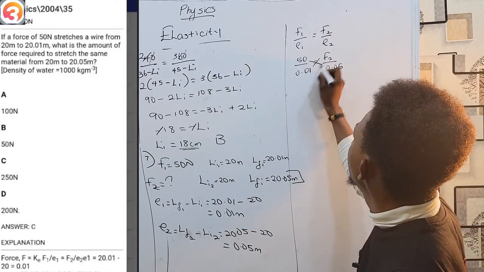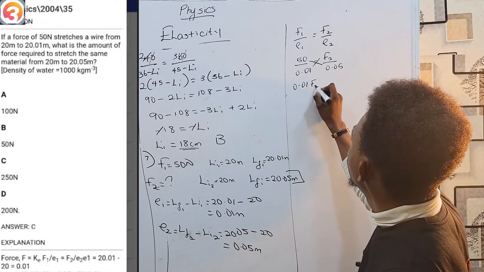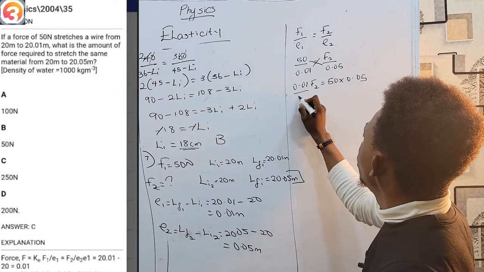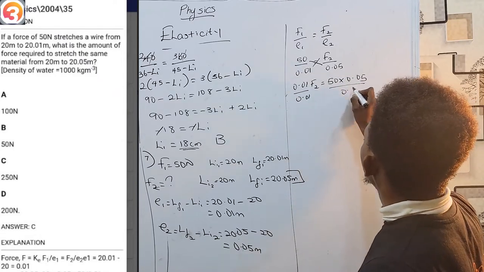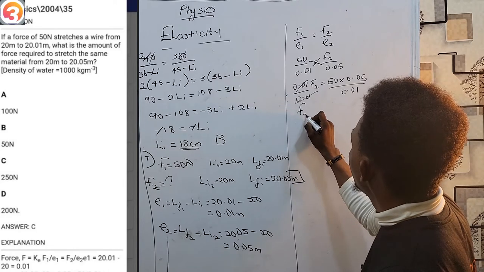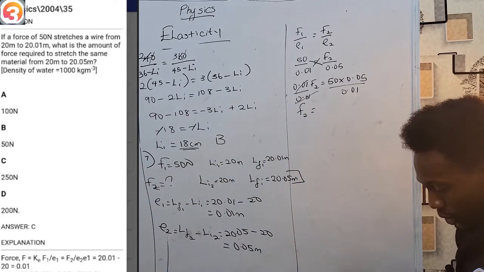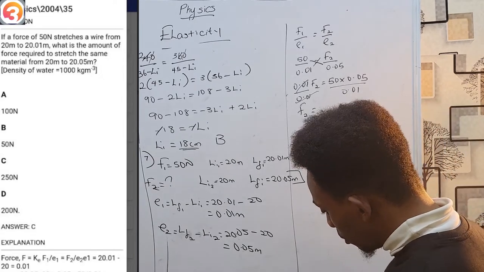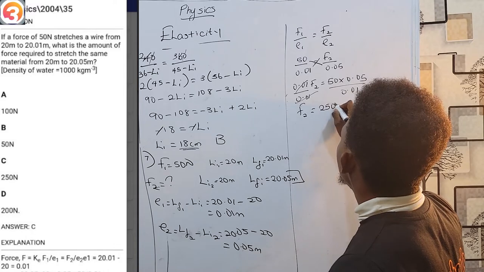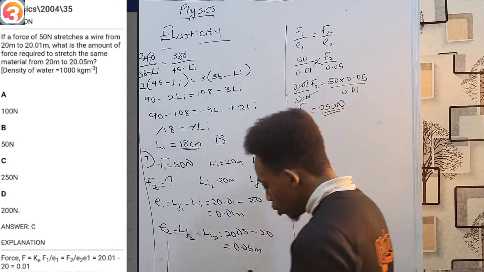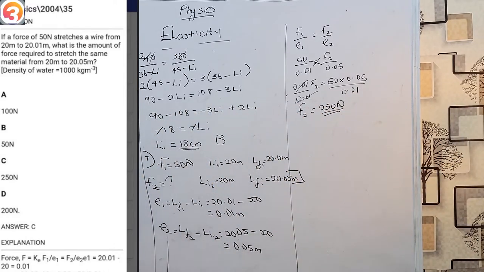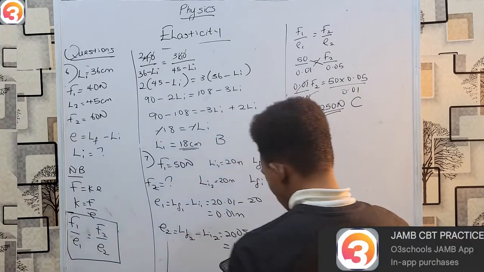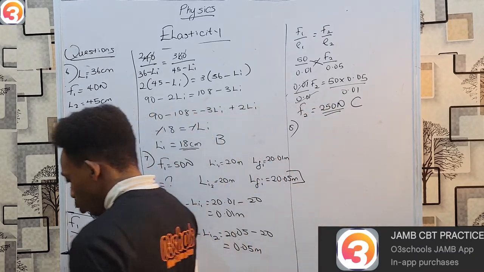First multiply: 0.01 F2 equals 50 times 0.05 over 0.01. Therefore, F2 must be, calculator time, 50 times 0.05 divided by 0.01. That is 250 newtons. And going back to our JAMB app, we can see that that is simply option C. So again, you see, very, very simple questions.